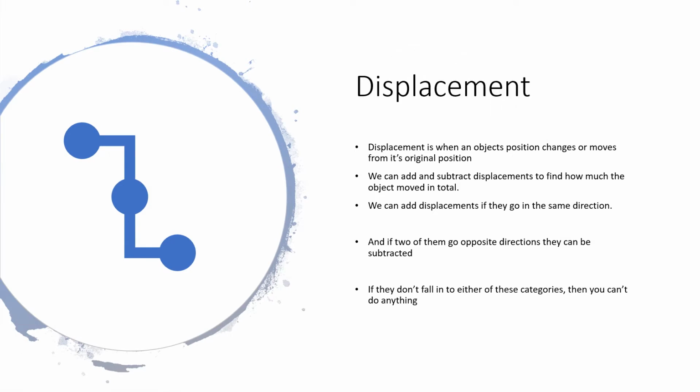Displacement. Displacement is when an object's position changes or moves from the original place it's located. We can add and subtract displacements to find out how much the object moves in total. We can add displacements if they go in the same direction, and if two of them go in opposite directions, then they can be subtracted. If they don't fall into either of these categories, then you can't really do anything.